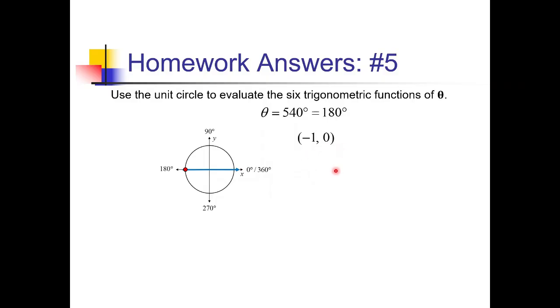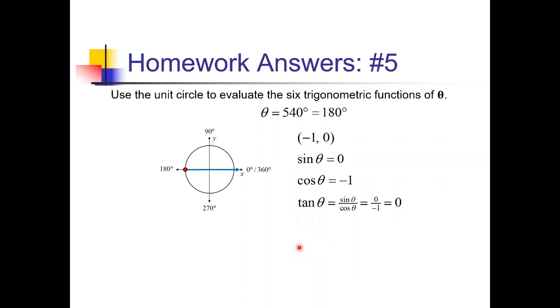We'll do sine first. Sine is the y value on the unit circle, so that's going to be 0. So that's sine of theta. And then we've got cosine is going to be the x value, so negative 1. And the other 4 trig functions are just sine and cosine in various fraction-y combinations. So let's do tangent next, which is really sine over cosine. So that means we've got 0 over negative 1, which can be reduced to 0.